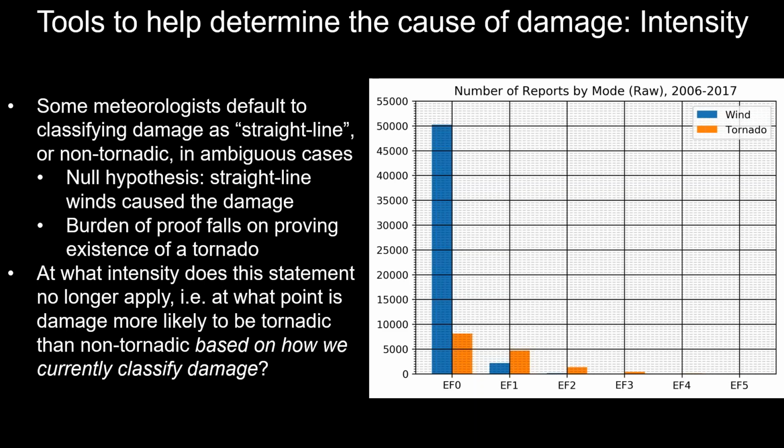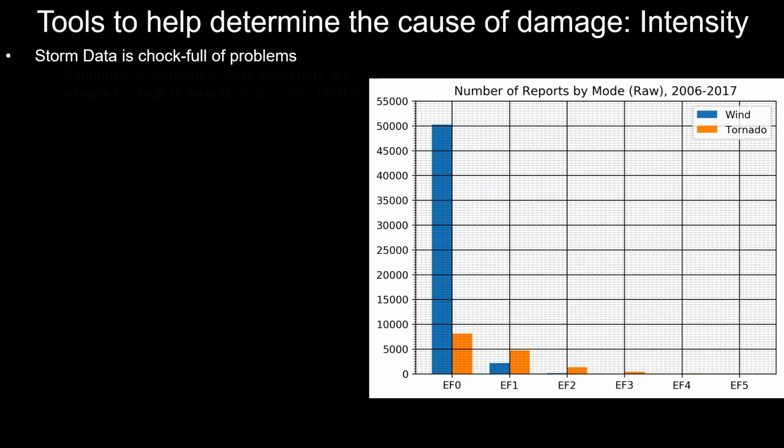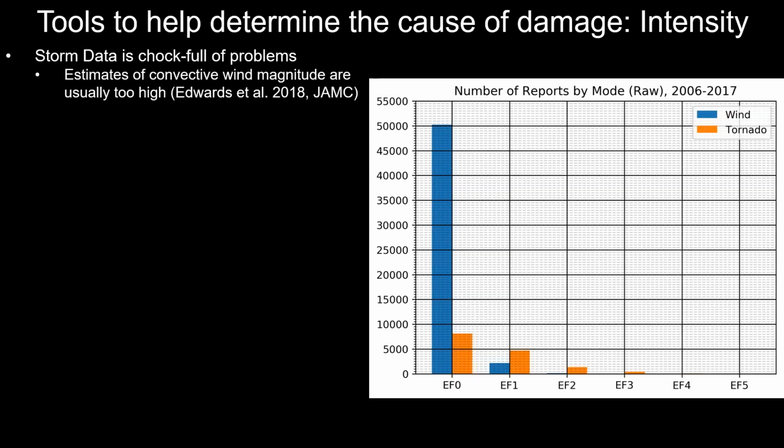So EF0 obviously has a ton more wind reports than tornado reports, and then at EF1 that flips to about a 2 to maybe 3 to 1 ratio. So you can see once you get to EF1 damage, it's more common to classify your wind damage cause as being tornadic as opposed to being non-tornadic, right? And of course, like I said, this is really playing fast and loose with statistics given all the issues with storm data. Convective wind magnitudes are usually too high if they're estimated wind magnitudes, if they're not measured.